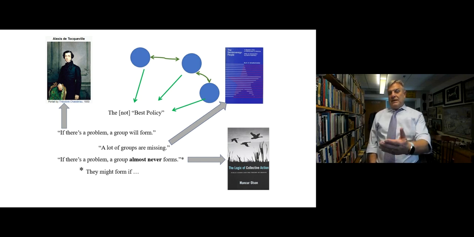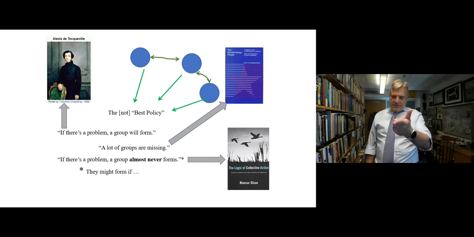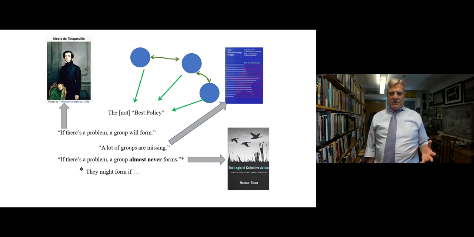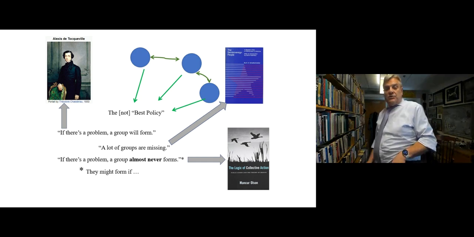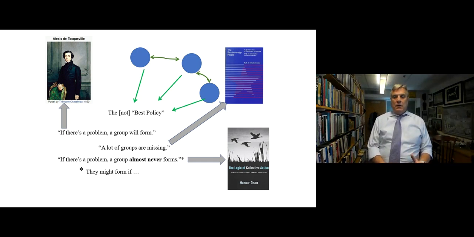Mancur Olson was an economist, one of Richard Zeckhauser's colleagues. He got his PhD up here, and didn't know he was going to write a piece that was going to challenge sociology and political science. He's an economist, so he's really paying attention to unions. He looks at this with a clean sheet of paper and says, my goodness, whoever thought that if there's a problem, a group is going to form? Where did that idea come from? Tocqueville. He said, no, what really is interesting is that when there's a problem, a group hardly ever forms.